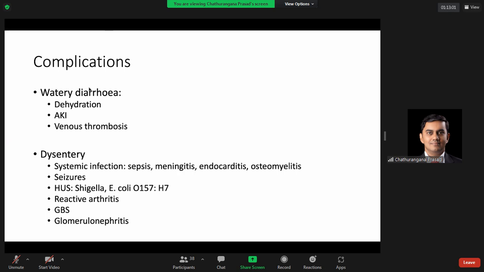Shigella especially can cause meningitis. And Shigella, without even causing meningitis, there is something called Shiga toxin, which can cause seizures. Hemolytic uremic syndrome is a dreaded complication.